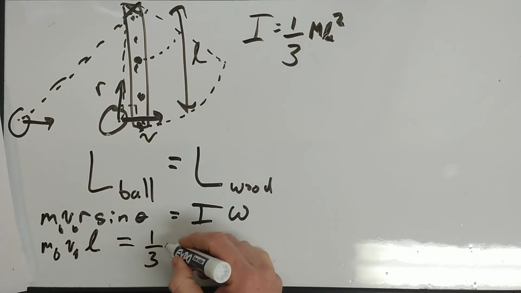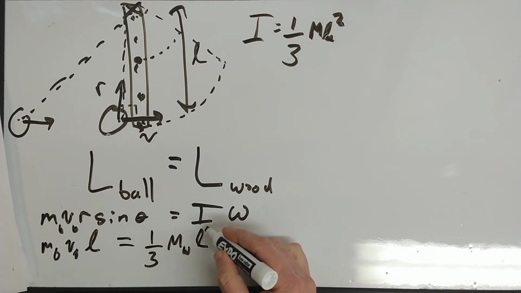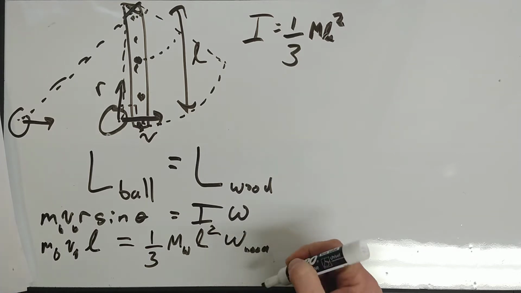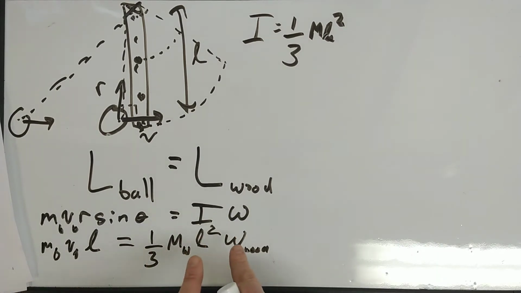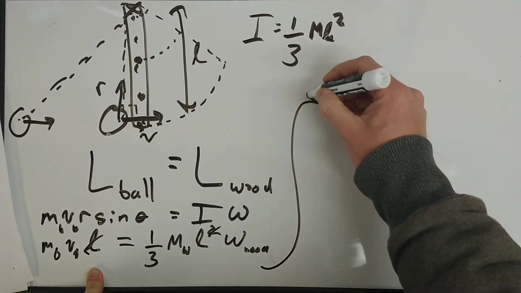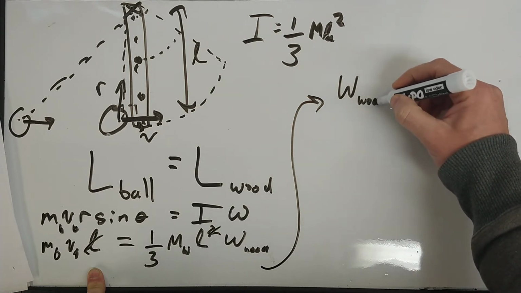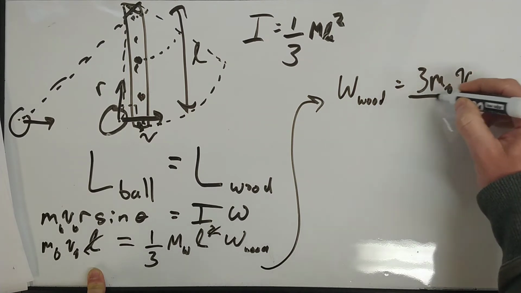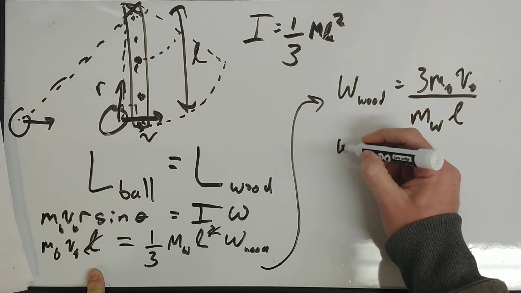Then we have 1/3 mass of the wood times the length of the wood squared times omega of the wood after the collision. So the angular momentum of the ball goes into the angular momentum of the wood. One of these L's cancels. You end up with omega of the wood is equal to 3 mass of the ball times velocity of the ball divided by mass of the wood times length of the wood. You plug everything in.